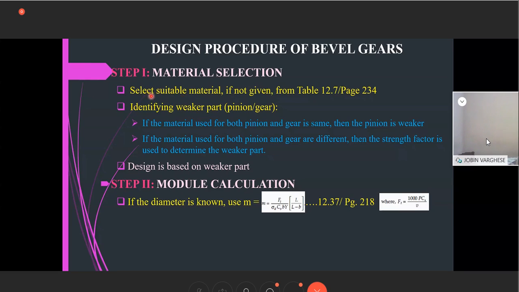To do this subject, we should be well aware of the data book and we should flow into the data book to find all the values. Otherwise, it's difficult to solve the problems in the design. So first one is material selection. First we will go to 12.7, page 234, and I will demonstrate it when we get into the problems.